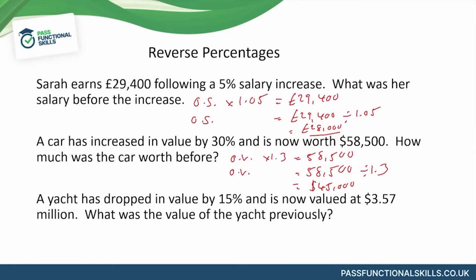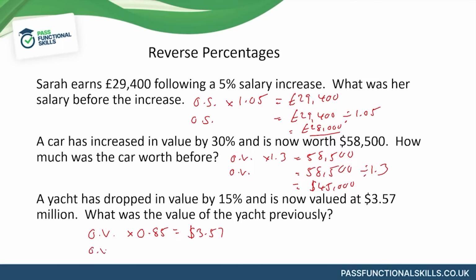Okay, a yacht has dropped in value by 15%, so its original value was decreased by 15%. Now remember, for a decrease, if you're buying a pair of trainers, it's 15% off, you pay 85%. So we're working at 85% of the old value, and it's giving us this new value of 3.57 million, but we can just put 3.57. I'm sure that'll be fine.